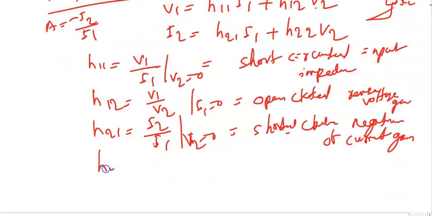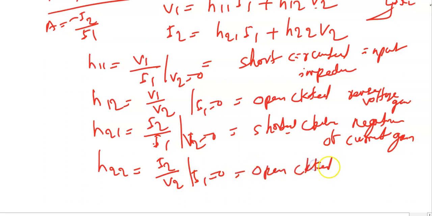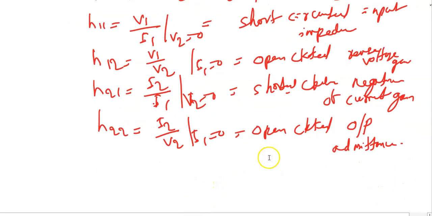Then H22, which is I2 upon V2 when I1 equal to 0, open circuited output admittance. My handwriting is bad, but I am speaking clearly so you can understand.